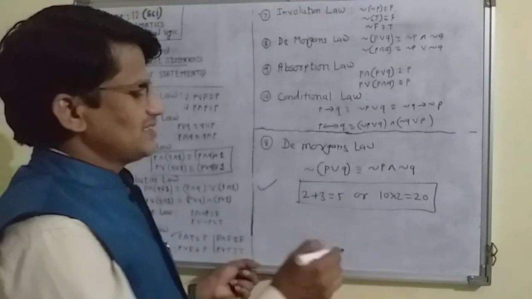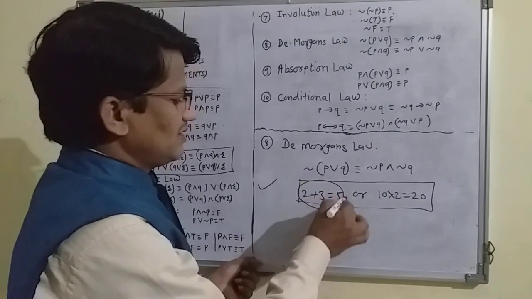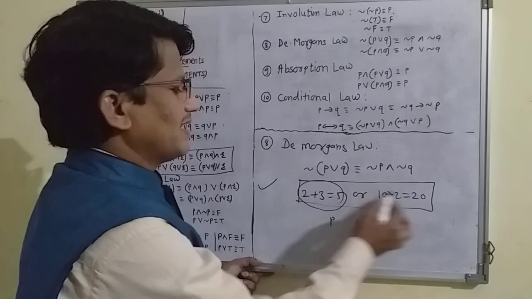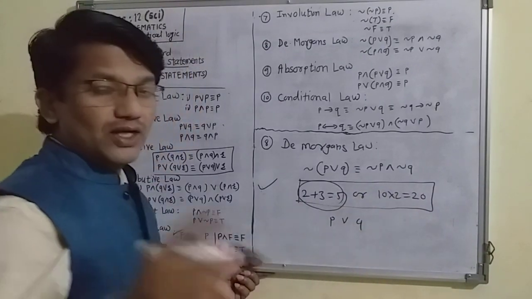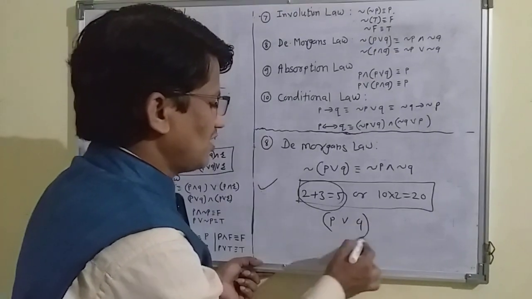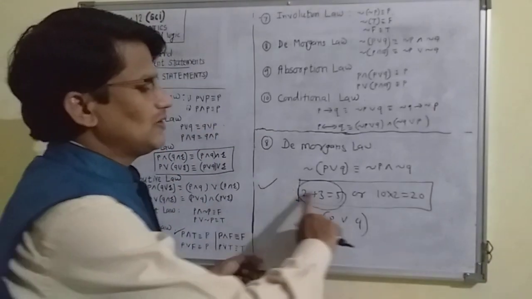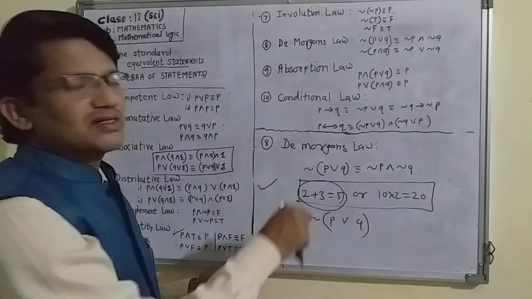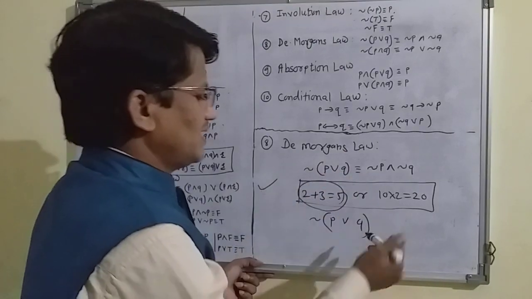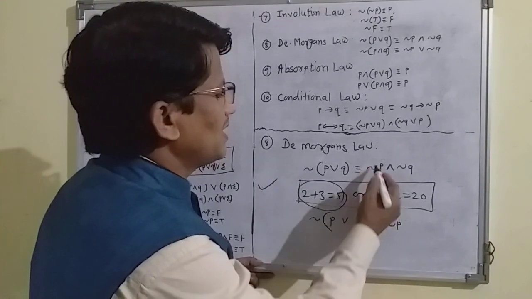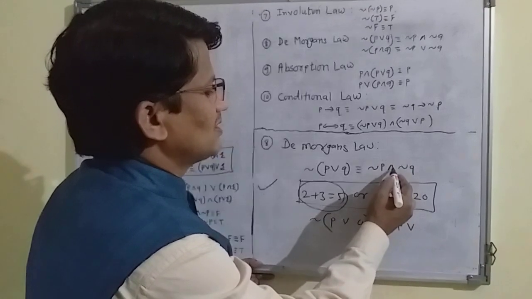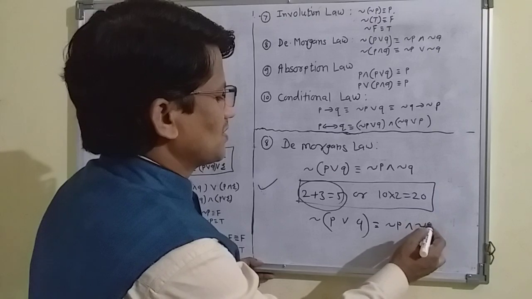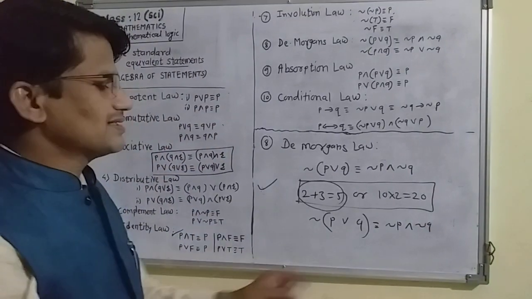For the solution, first observe this part. This is a statement P. This is a statement Q, and they are connected by or. We are going to find the negation of the whole statement. Try to convert it into mathematical form like this. Just apply De Morgan's law. What is De Morgan's law? It says the result is negation of P, and instead of or, here it is and, negation of Q.